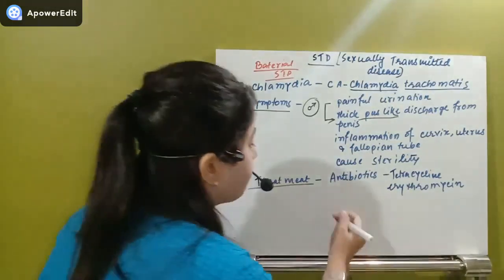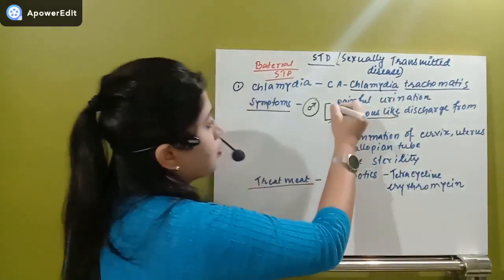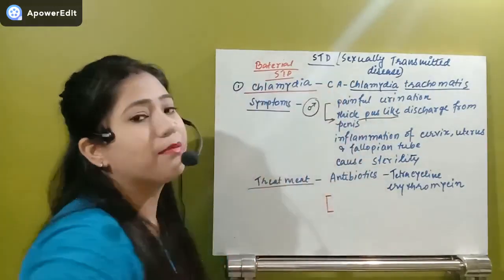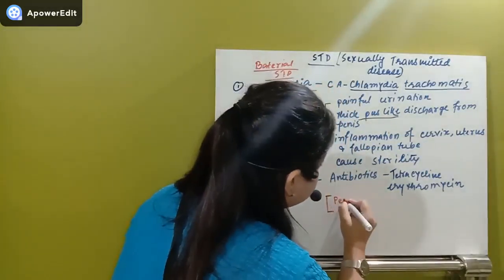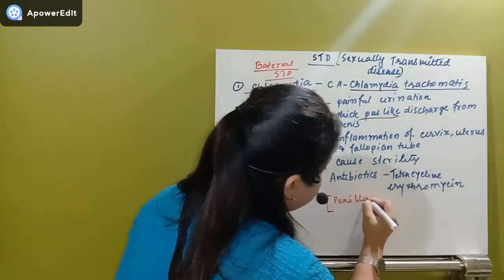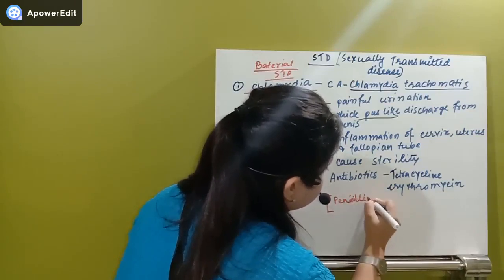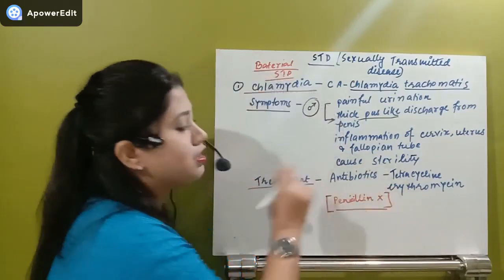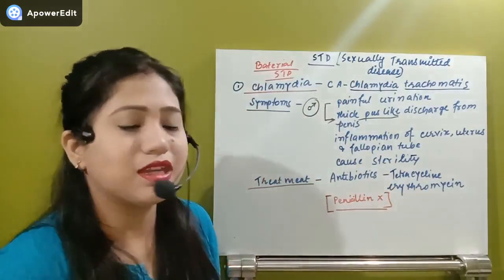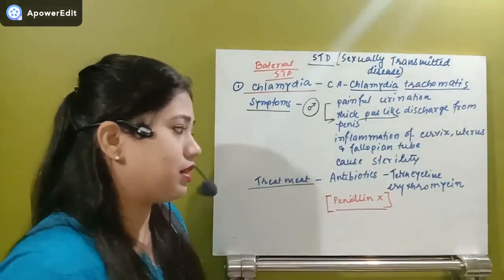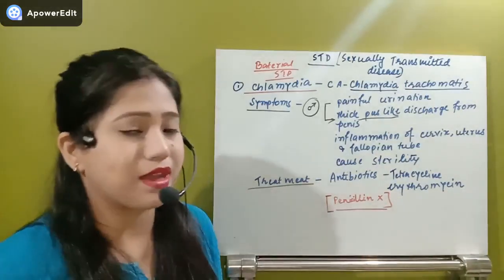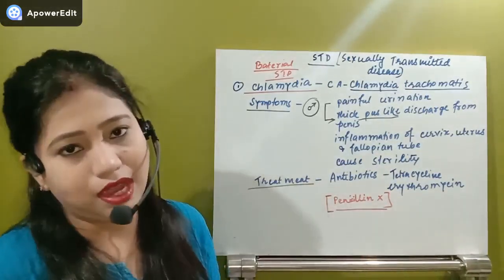Normally, one very famous antibiotic we know is penicillin. What happened in case of penicillin? In case of this disease, that is chlamydia, penicillin does not work. Very important, remember that here in case of chlamydia, penicillin does not work. Penicillin is not taken as an antibiotic. It is not actually effective. Other than this, tetracycline and erythromycin can be used as an antibiotic.